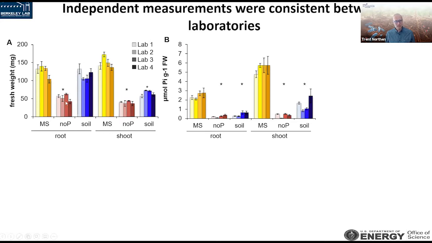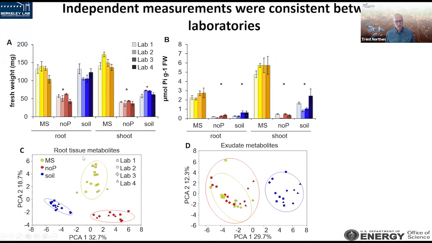And so we saw significant treatment effects and similar results between all of the different laboratories. So it showed nice reproducibility between laboratories. And then when we look at the root metabolites and the exudate metabolites, they cluster by treatment, not by laboratory. So this has provided some evidence that this is a reproducible system.